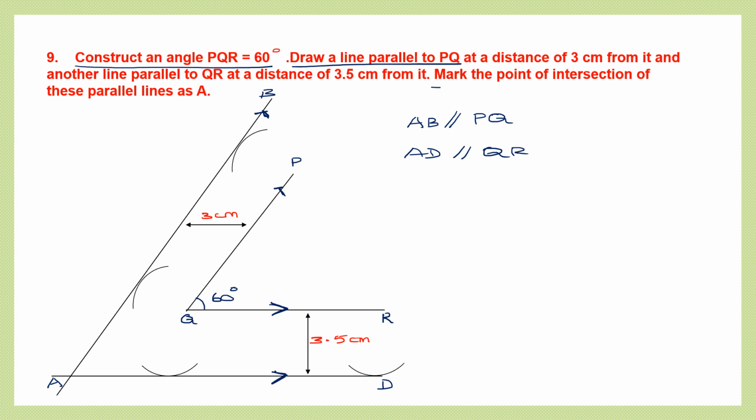Now we're asked to mark the point of intersection of these parallel lines as A. So here we have the point of intersection. This is one parallel line. This is the other parallel line. The point of intersection here, we've been asked to mark it as A, and we have the marking there as A. So this is our construction of two parallel lines and the point of intersection of these two parallel lines.